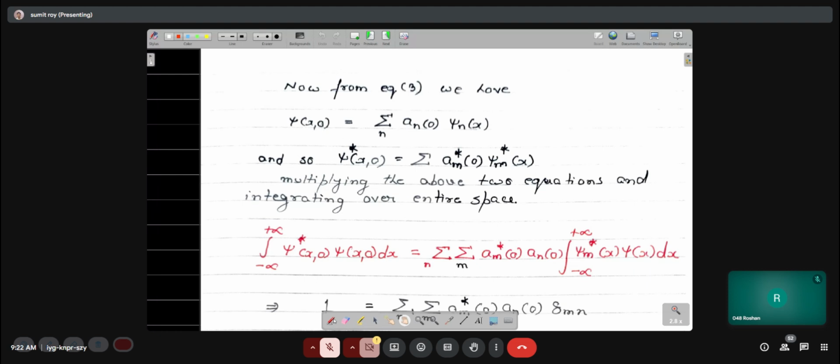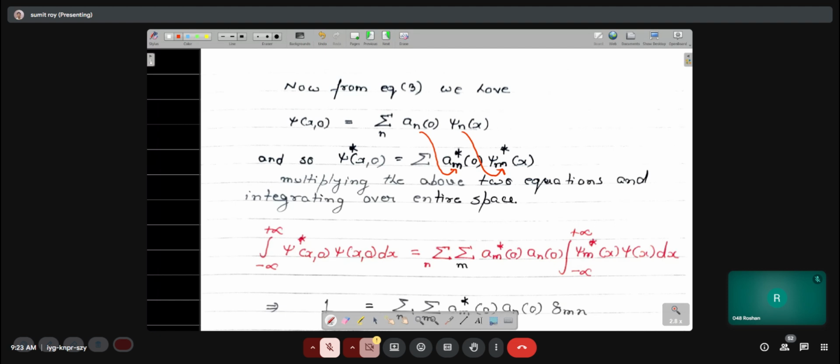Now, if I take the conjugate of this equation, it is psi conjugate (x, 0), and this is the conjugate of psi_n(x) and conjugate of a_n(0). The only thing is that instead of writing the running index n, I have taken here the running index as m. Can this be done, or is there any issue with it?